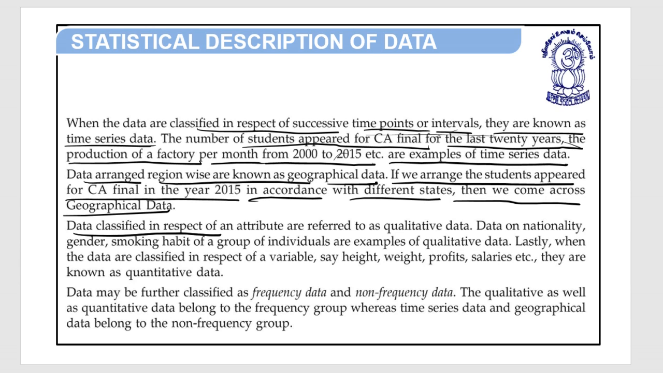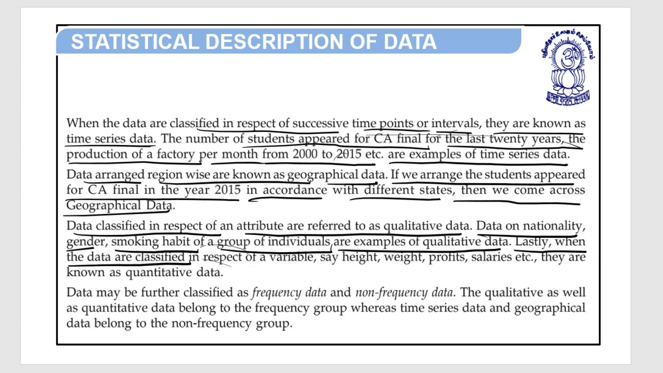Data classified in respect of an attribute are referred to as qualitative data. Data on nationality, gender, smoking habit of a group of individuals are examples of qualitative data. Lastly, when the data are classified in respect of a variable, say height, weight, profits, salaries, etc., they are known as quantitative data.